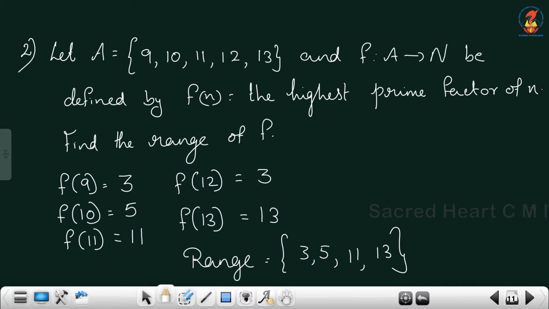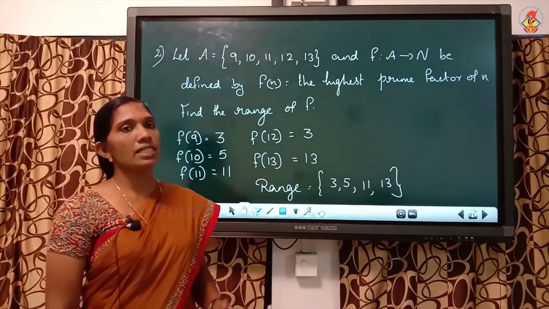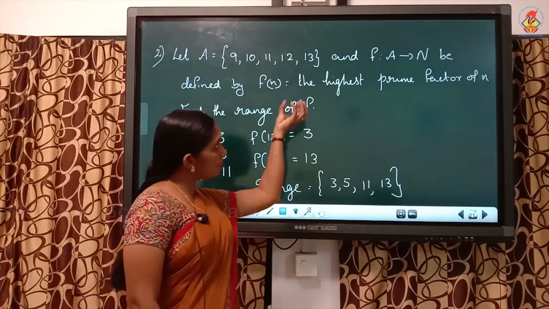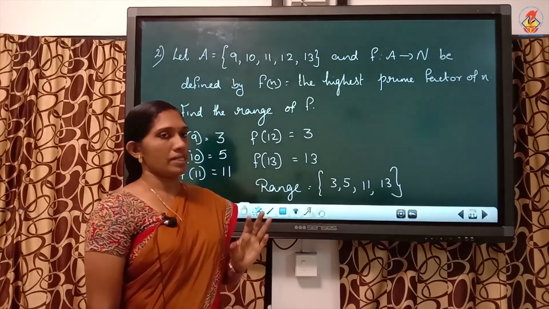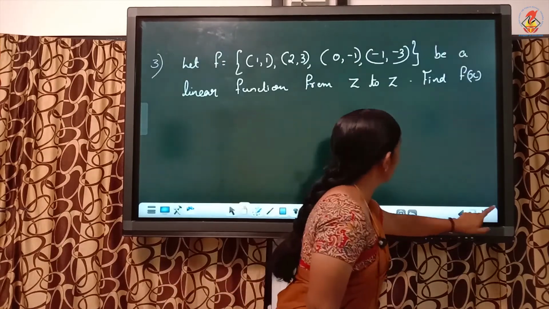What is the domain? Domain is the set 9, 10, 11, 12, 13. That is A itself. What is the codomain? f is from A to N, so N is the codomain. The second set is known as codomain, and here the range is a subset of that codomain. Range can be equal or a subset. So this is the range of f.